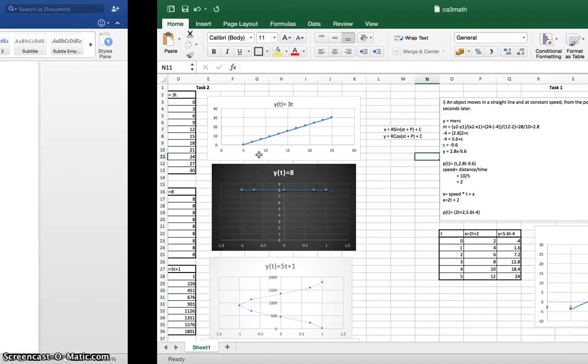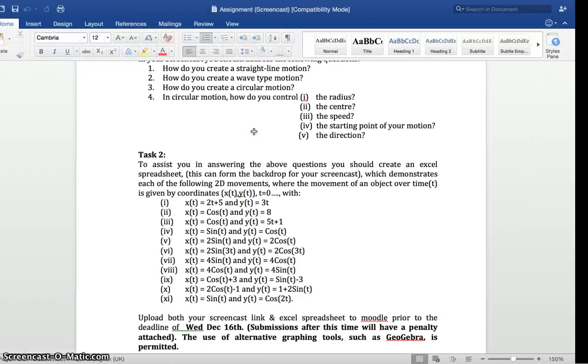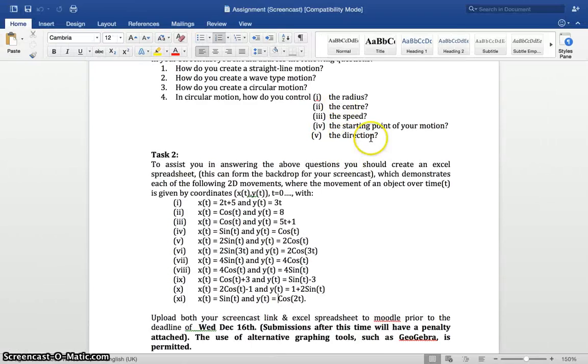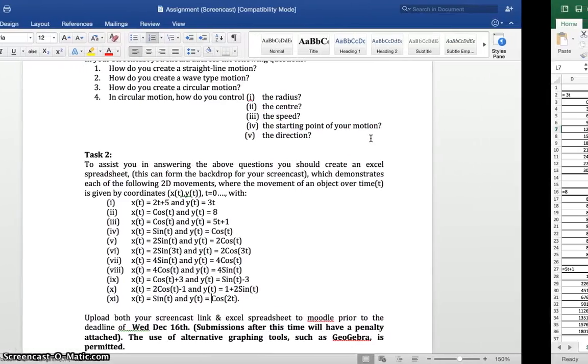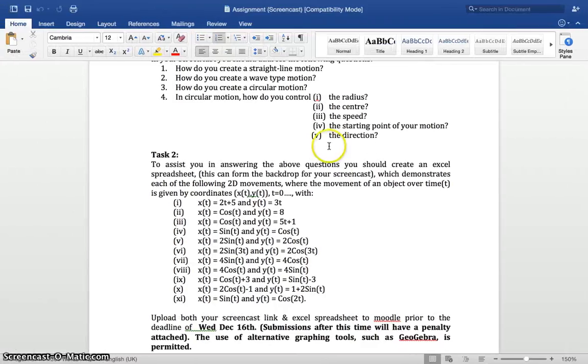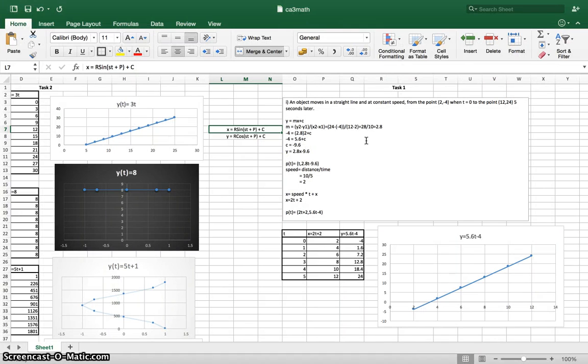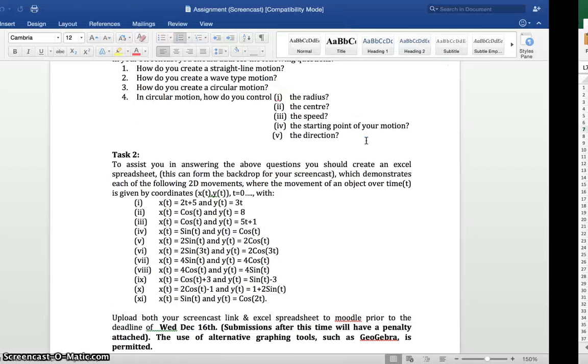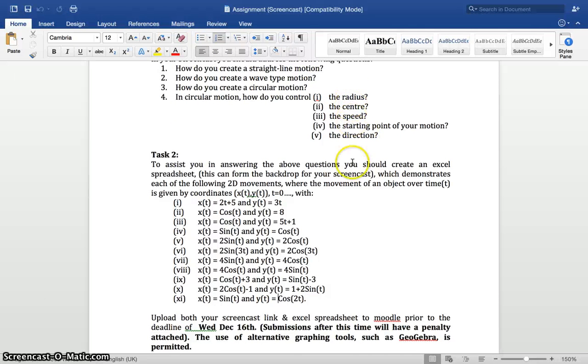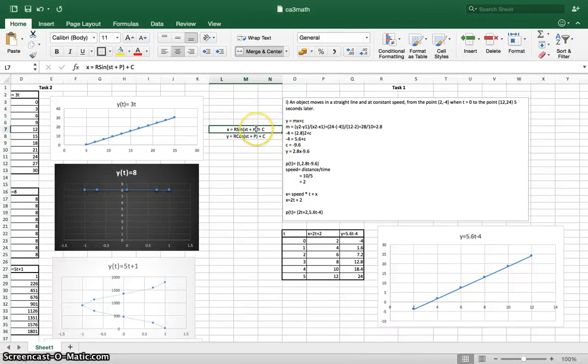So how you control it is just you put into this formula the starting point of motion, the direction, the center, the speed, the radius. If you are talking about direction, it's more the positive to the negative. It's clockwise and counterclockwise. You can see by the sign of the speed, the sign of the circle equation, and you can see how I control it through this formula.